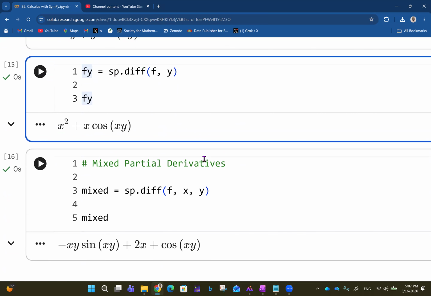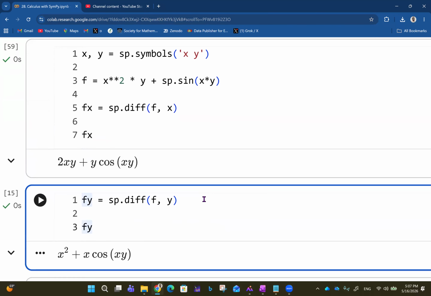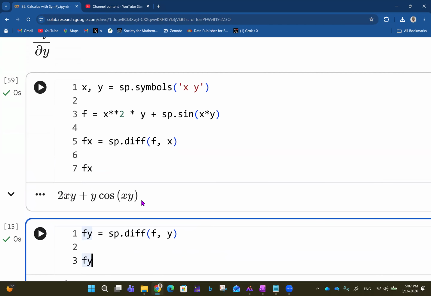Now, there's what we call the mixed partial derivatives. What this means is that you differentiate with respect to x first, and then you differentiate with respect to y later. So that means that this first one here is differentiated with respect to x. Then you now differentiate it with respect to y. That's your mixed partial derivative. So now this is already differentiated with respect to x. You now differentiate it with respect to y.